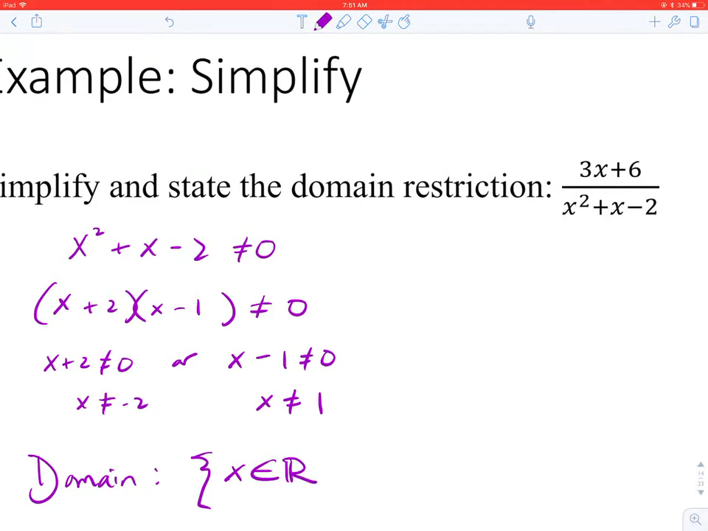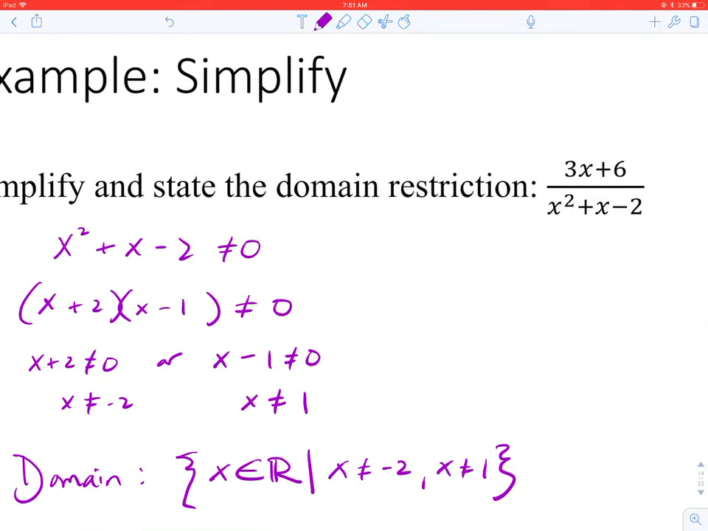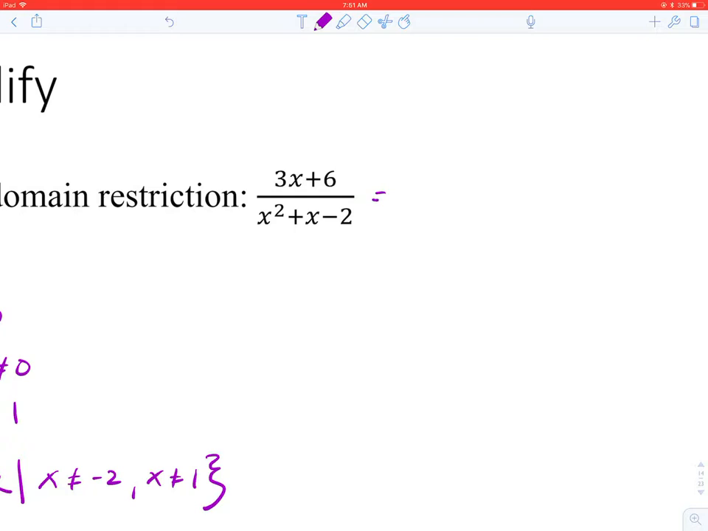Okay, so x is an element of the real numbers such that x cannot be equal to negative 2 and x cannot be equal to 1. Okay, so I've already done the work for factoring the denominator. We're going to be factoring the numerator and the denominator to see what cancels. So I've already factored the denominator now and can see that the denominator will be x plus 2 times x minus 1. The numerator, I don't need to factor with guess and check.